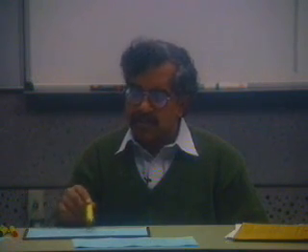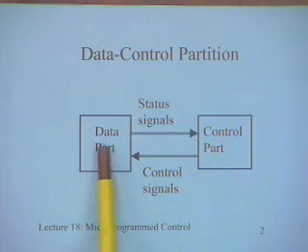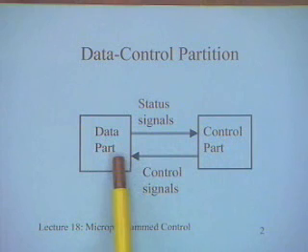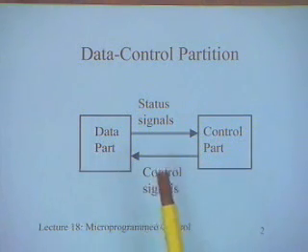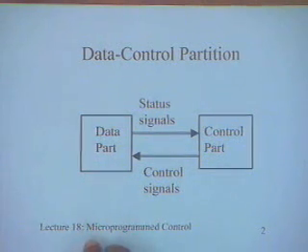So the role of the data part is to actually perform the data transformations. It contains the storage units, registers, memories and so on. It also contains the data transformers like ALUs, and the role of the control is to generate the appropriate sequence of control signals so that you are able to map the particular task or particular algorithm onto your data part.